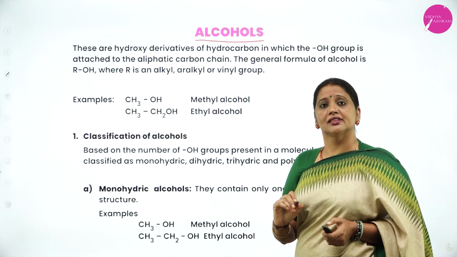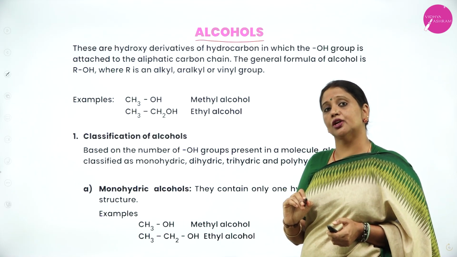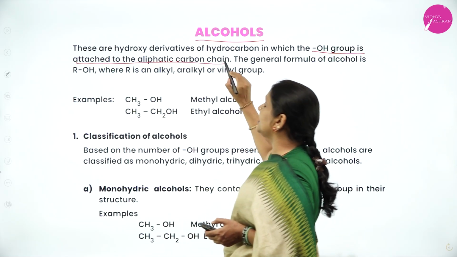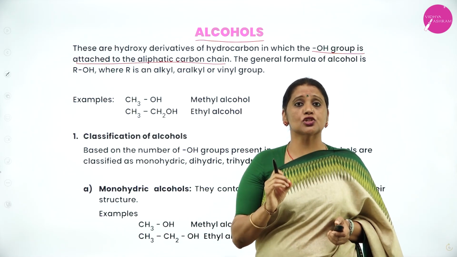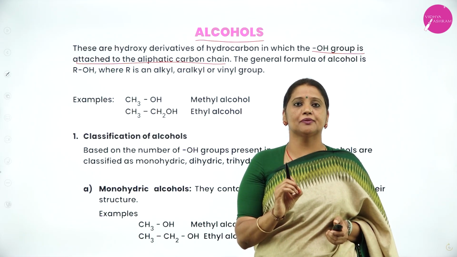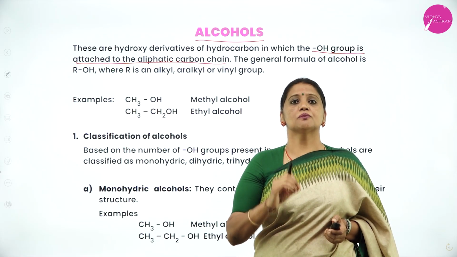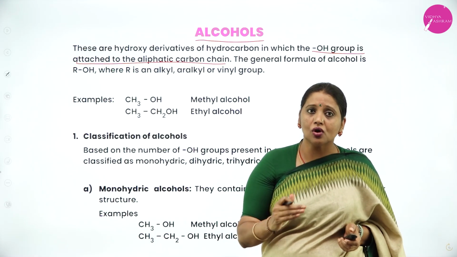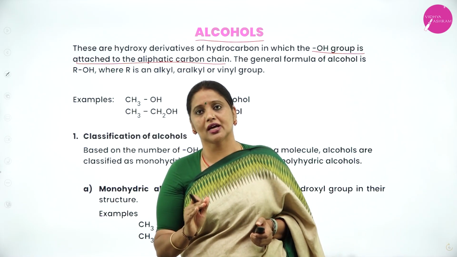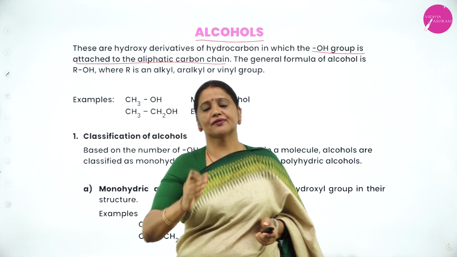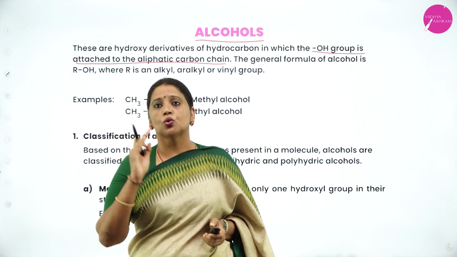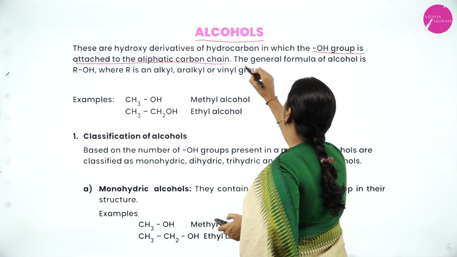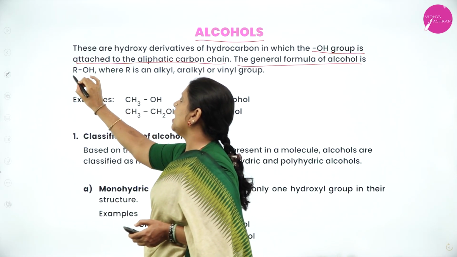Already I mentioned these are hydroxy derivatives of hydrocarbons, but in which the OH group is attached to the aliphatic carbon chain. If the OH group is attached to the aliphatic carbon chain, then that class of organic compound is called alcohol. Once again, I'll repeat the definition of alcohol. Alcohols are hydroxy derivatives of hydrocarbons, in which the OH group is attached to the aliphatic carbon chain.